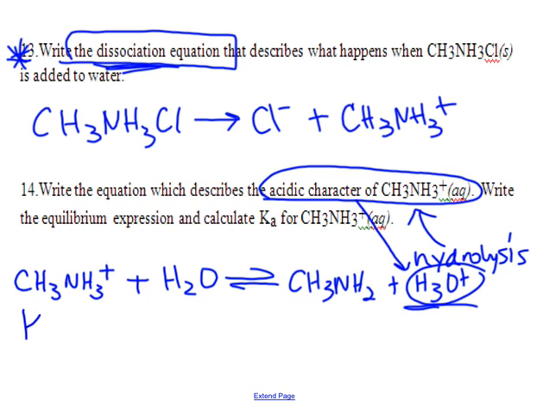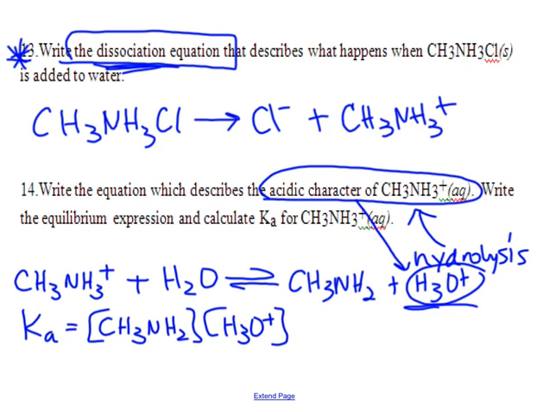We're not actually going to calculate it because they didn't give us any numbers, but we can do this. We can write a Ka, no problem. Do I include water? Nope.